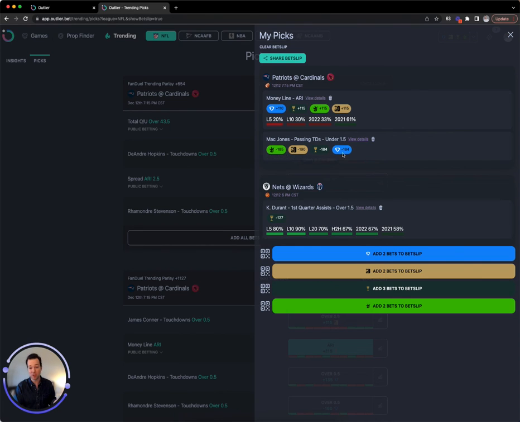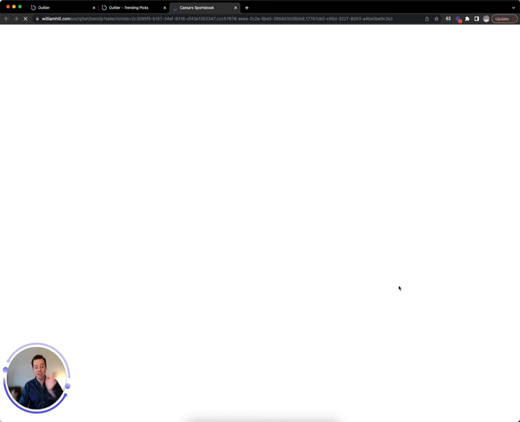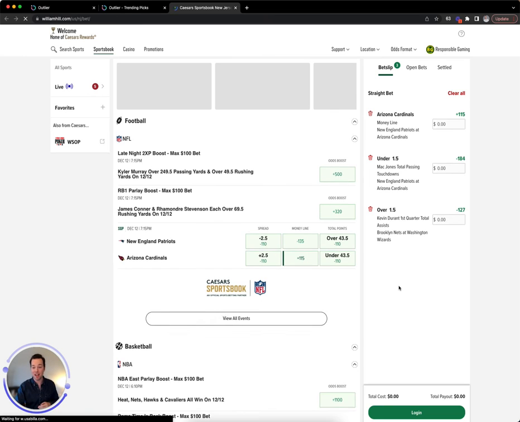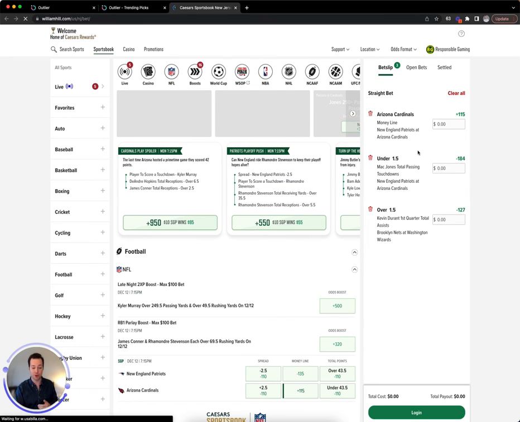We can see all of the books that it's available with and at what price. And then finally here on the bottom, you can see two of the three are available on FanDuel, two of the three are available on MGM, three of the three are available on Caesars, two of the three on DraftKings. Let's look at Caesars because three of the three are available there. So here's what's going to happen. I'll click Caesars. It's going to move me into the Caesars Sportsbook. It's actually going to populate my bet slip with all three of those picks.